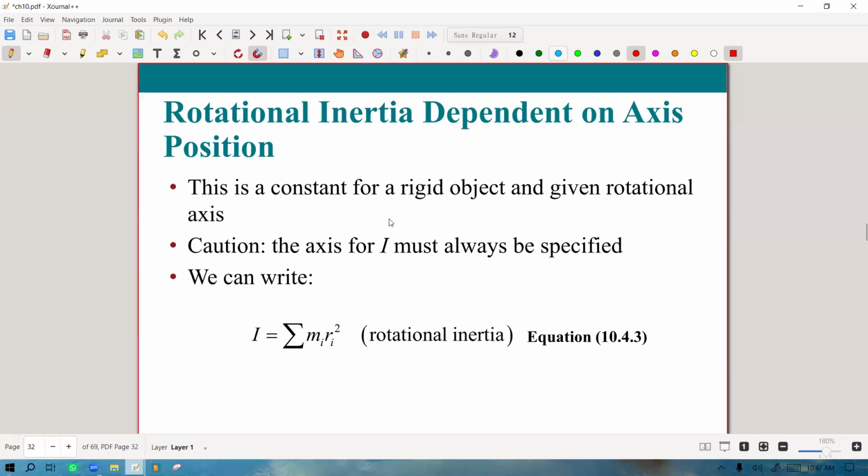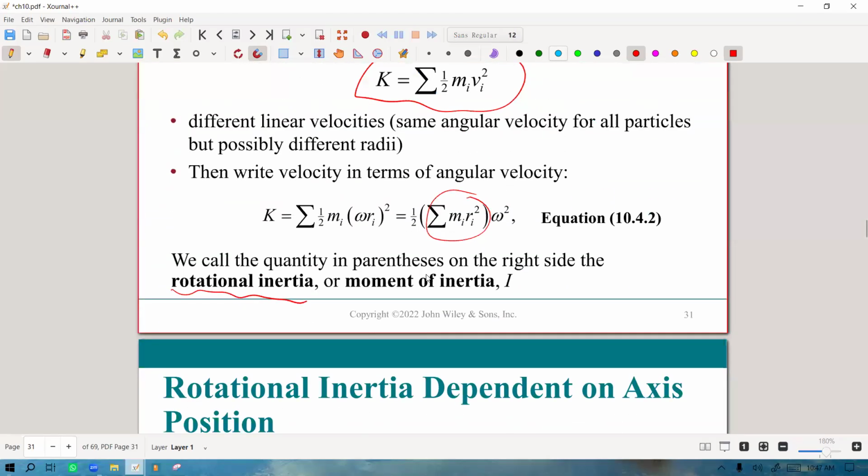Rotational inertia depends on the axis position. This is a constant for a rigid object and a given rotational axis. The axis for I must always be specified. You can write I equal to the summation of m_i r_i squared, the rotational inertia.